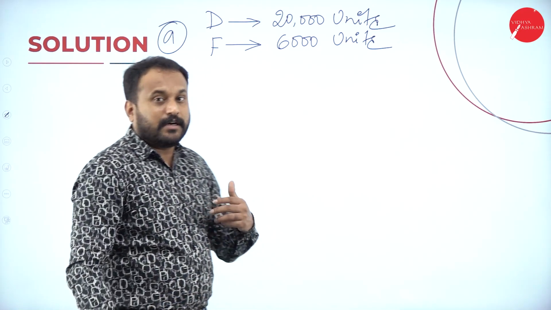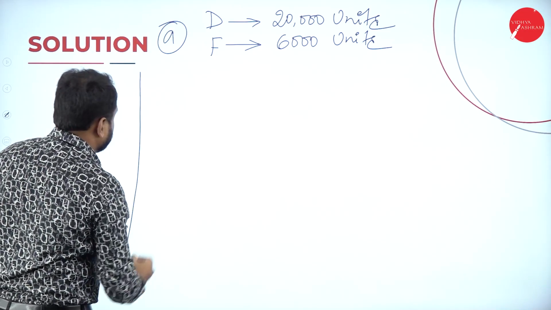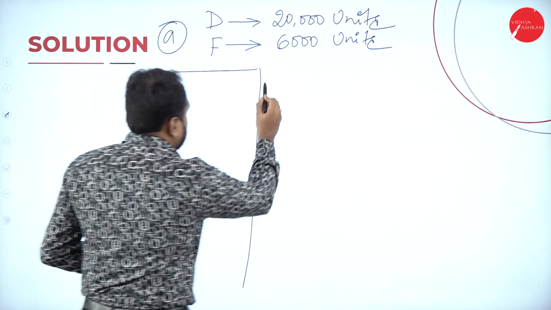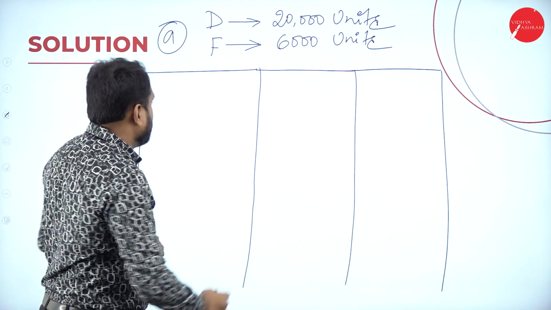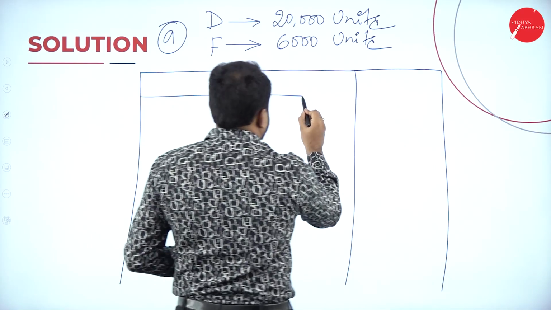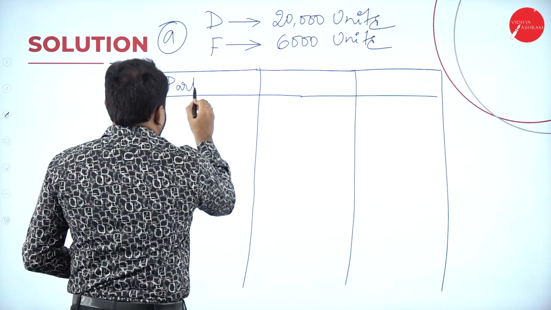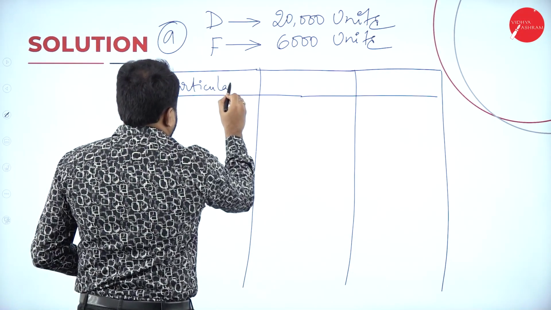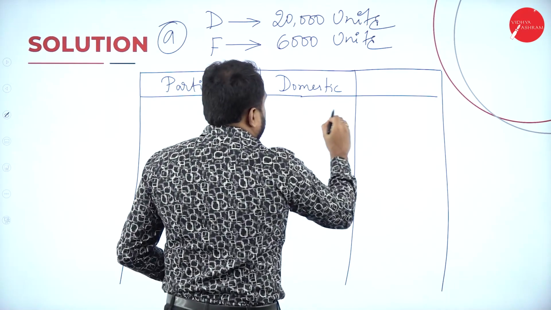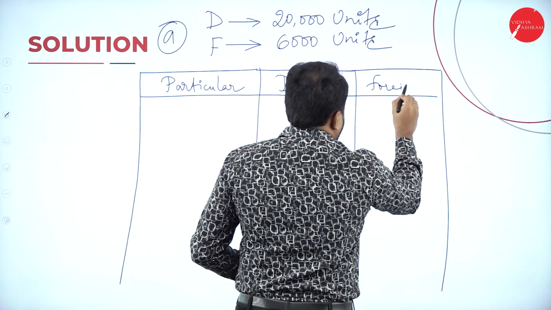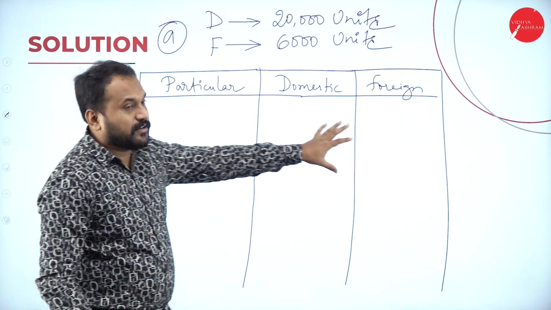Now we are supposed to go with tabulation. Now what kind of tabulation are we supposed to go with? I'll just show it to you. Now we will have three columns like this. The first column is called particulars, where we'll have the working note as well. So we'll go with particulars, then here domestic, and then we'll go with foreign. So we have three: particulars, domestic, foreign order.